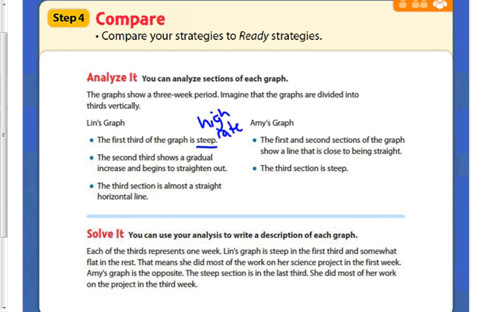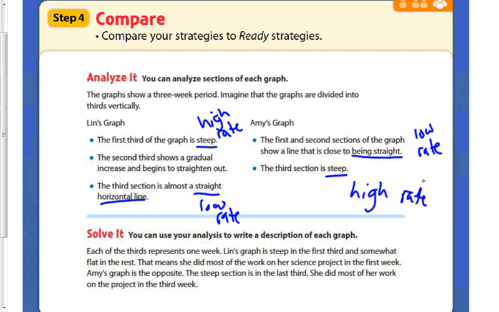Whereas the first and second sections of the graph for Amy's was close to being straight. So very low steepness or low rate. Second week for Lynn says it starts to gradually increase and then straighten out, and then it's almost a straight line here. So again, that would be a low rate of work completed. And the third section is steep here, so that's a high rate. So they kind of flip-flopped.